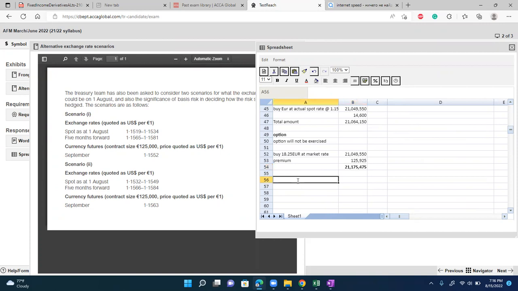So, a similar case, scenario number 2. The forward answer will not change. It will remain the same as we have already locked the rate.